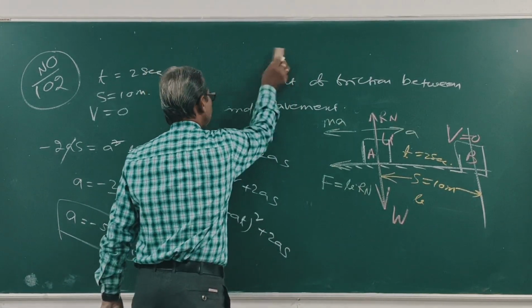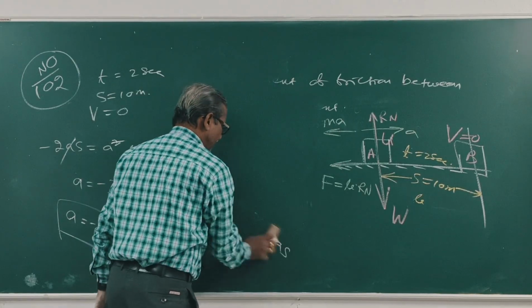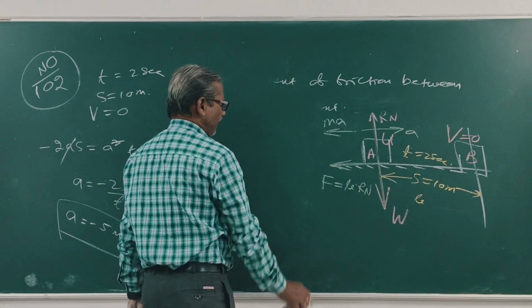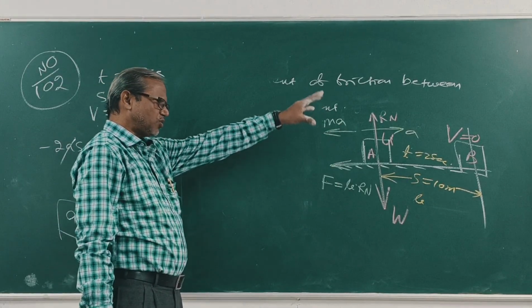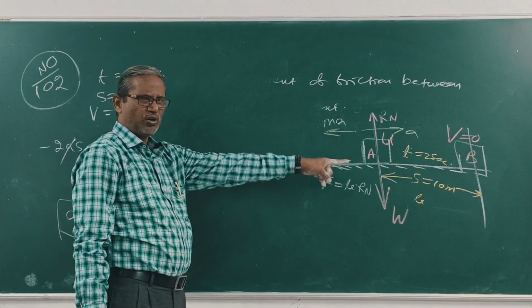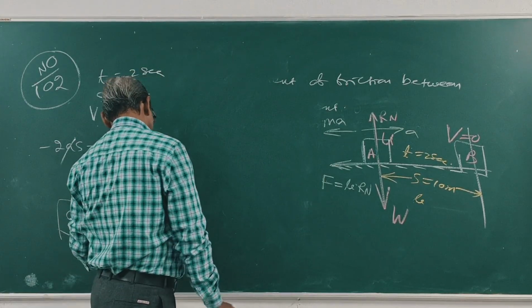Since after applying brakes, the velocity comes to stop, the body comes to stop. So V is equal to 0. Hence, acceleration decreases and the value becomes negative.